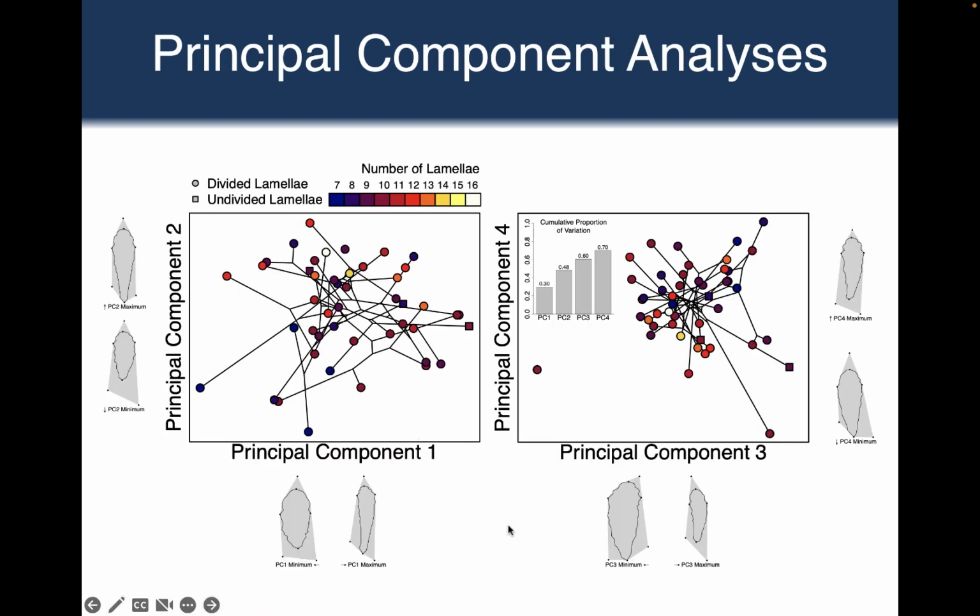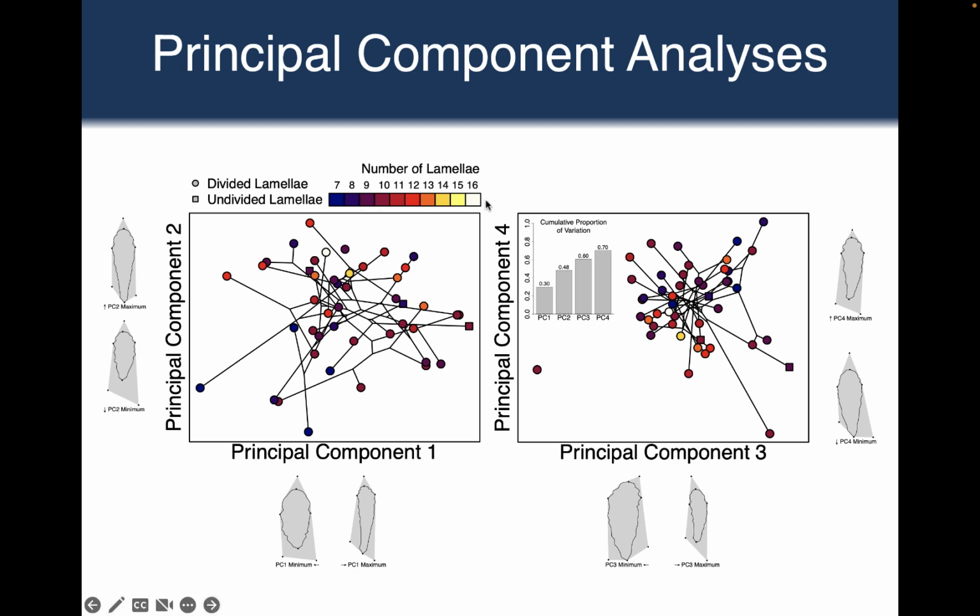So the first set of analyses we did was a principal component analysis, just to look at the variation in our data set. You can see each specimen or each species is a dot here, principal components 1, 2, 3, and 4. By the time we get to PC4, we're capturing 70% of the data. So we're capturing a lot of the information here.